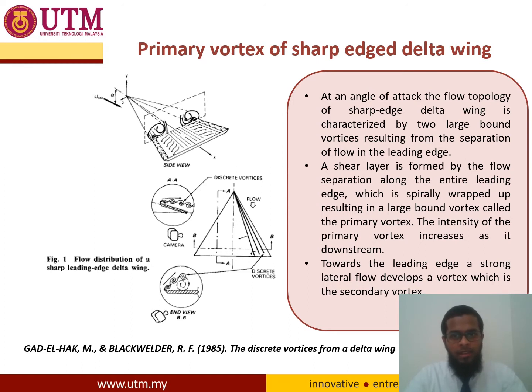The shear layer formed because of the flow separation rolls up and forms a primary vortex. The intensity of the primary vortex increases as it moves downstream. Underneath the primary vortex, there is a secondary vortex which is formed in the opposite direction.